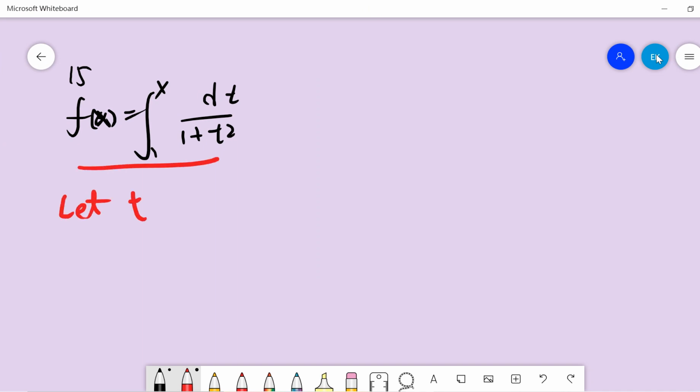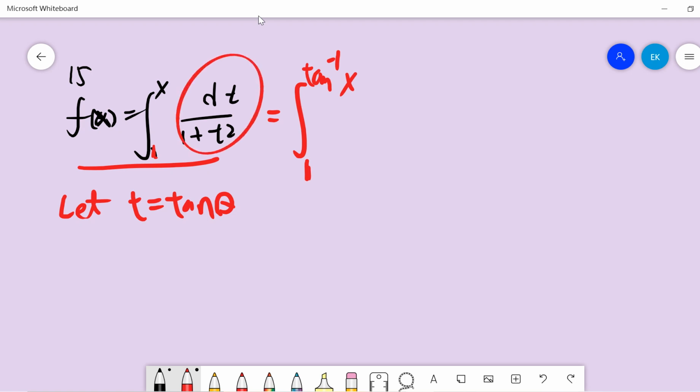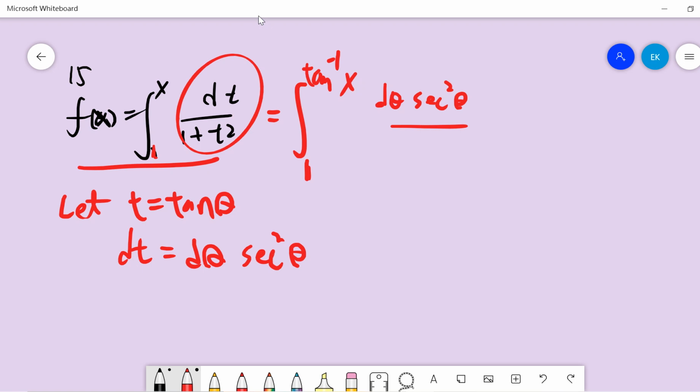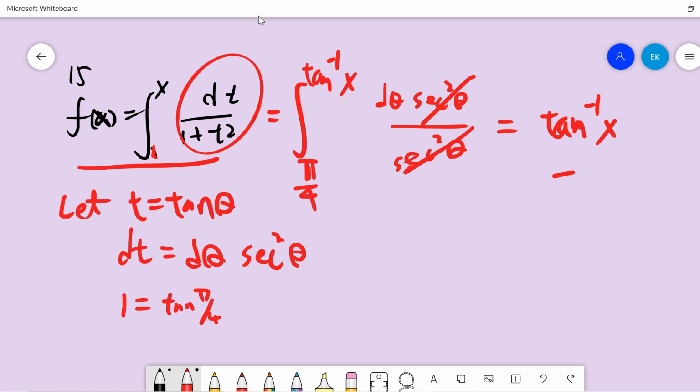Let t be tangent theta. So basically this is 1 and the arctangent x, and dt is d theta secant squared. So basically this is d theta secant squared divided by 1 plus tangent squared, so it's secant squared, so it cancels. So this is arctangent x minus arctangent 1. So this is pi over 4 because tangent of pi over 4 is 1, right? So this is pi over 4. So this is the function.